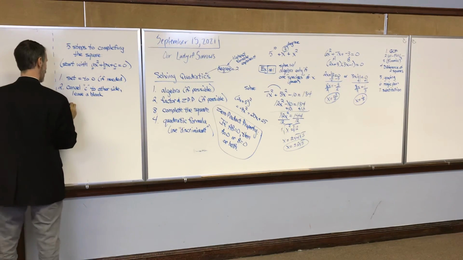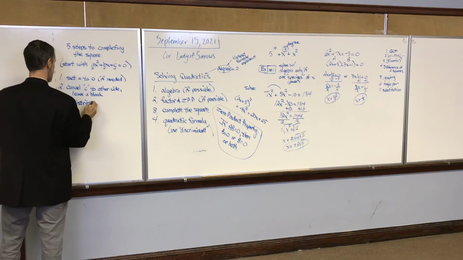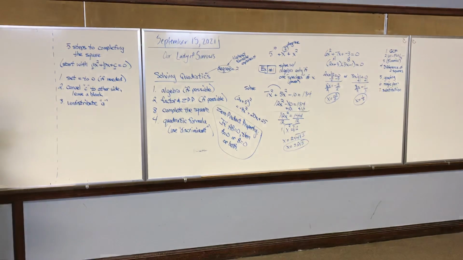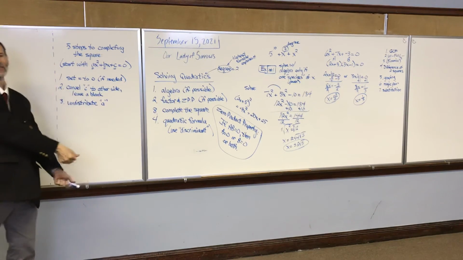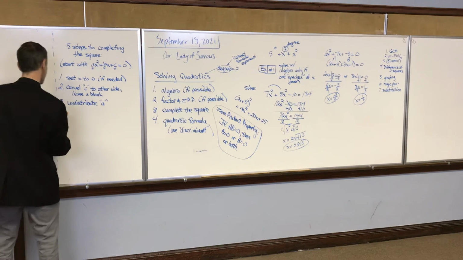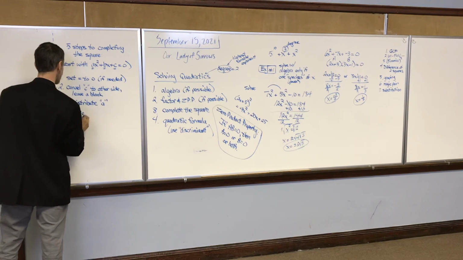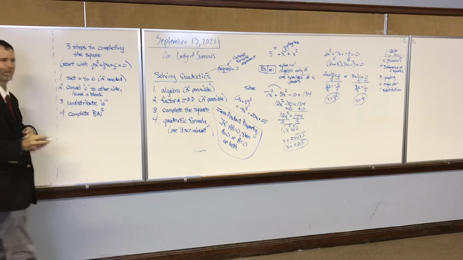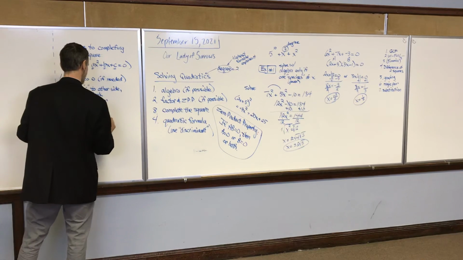3. Undistribute the a. Distributing means multiplying into multiple terms. Undistributing means to divide it back out in front. Kind of like taking a GCF out. 4. Complete the, and I'm going to abbreviate it here, BIN is short for binomial. Complete the binomial squared and balance the other side.